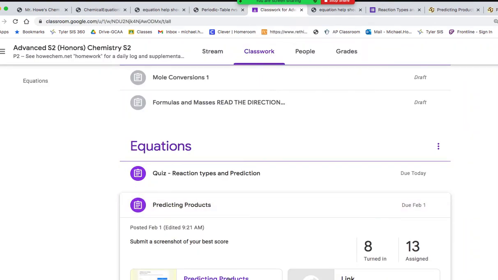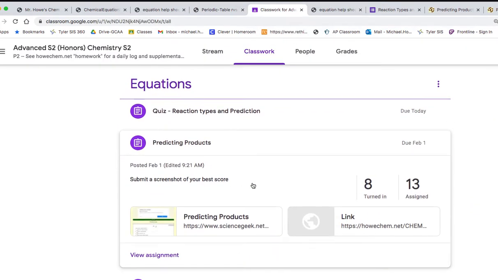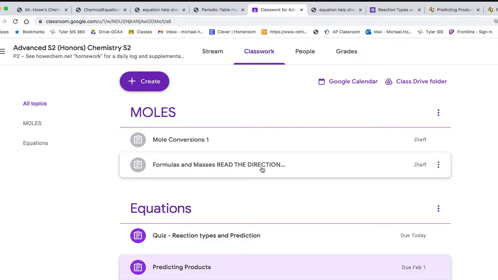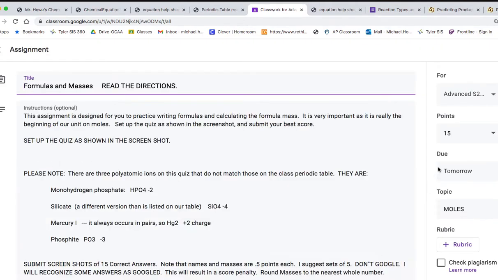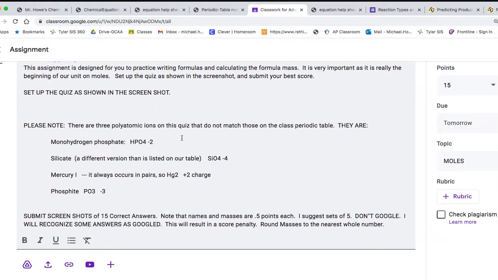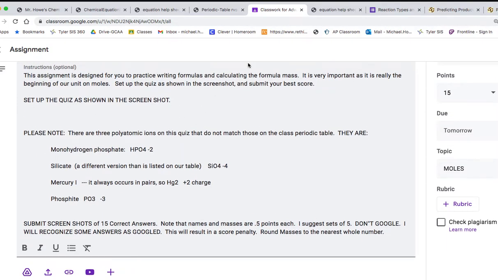All right, so moving forward with the instruction on this next assignment. Notice it says read the directions. And we're going to read the directions together before I assign it. So here are the directions. This assignment is designed for you to practice writing formulas and calculating the formula mass. It's very important, as it really is the beginning of our unit on moles. So set up the quiz as shown in the screenshot and then submit your best score. Set up the quiz as shown in the screenshot.